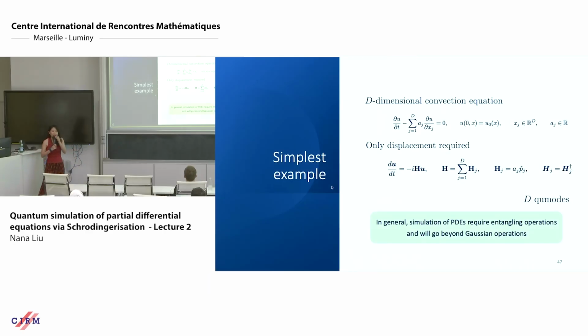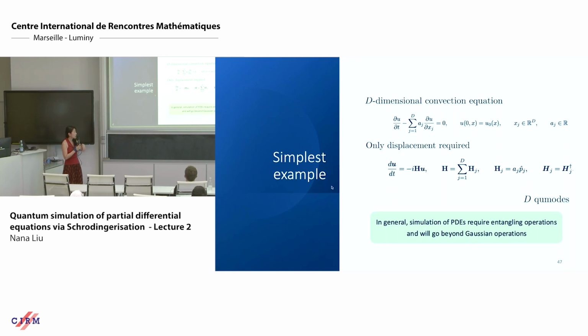Okay, and this is kind of like an exercise session as well. So now let's do our x to x hat, the derivative to iP hat trick. If you have a d-dimensional convection or advection equation, so this is just translation, when we see a derivative, it becomes iP hat. But actually in this case we see that it's already in Schrodinger's form.